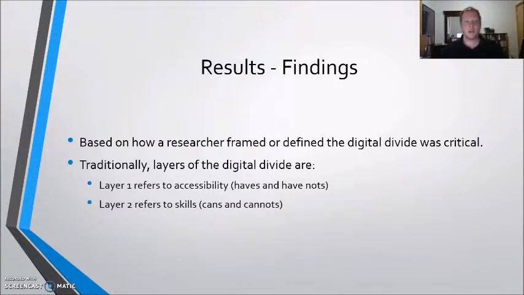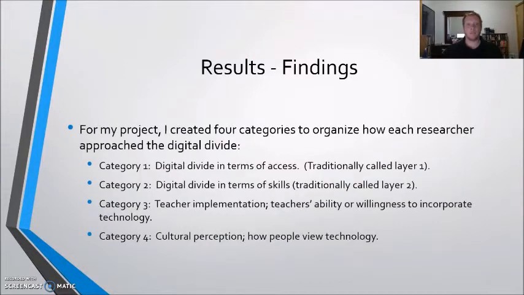Okay, so here are my findings. How a researcher framed or defined the digital divide was critical. Traditionally, there are 2 layers of the digital divide. Layer 1 refers to accessibility, which is the haves and the have-nots. Layer 2 refers to skills, the cans and the cannots.